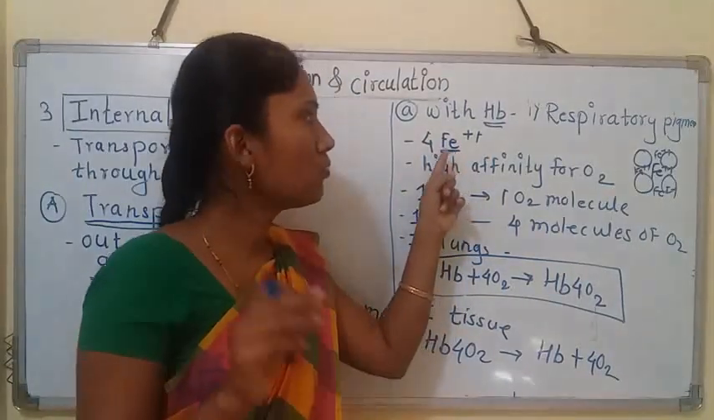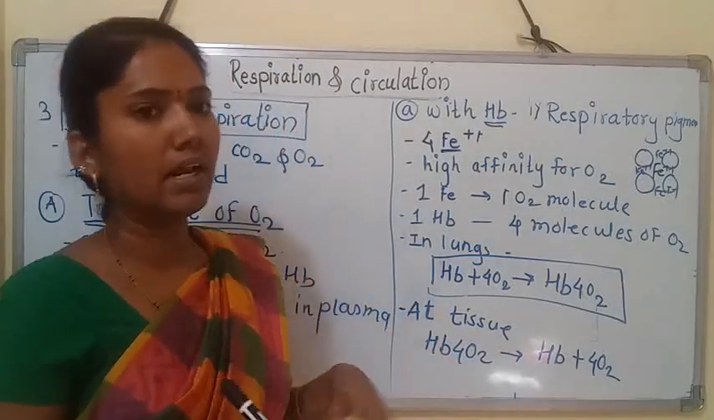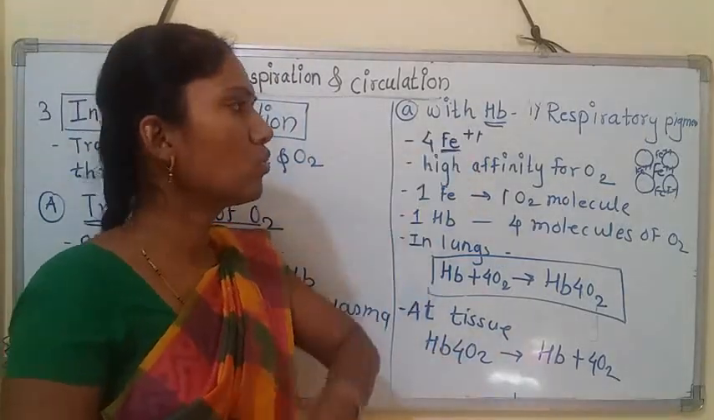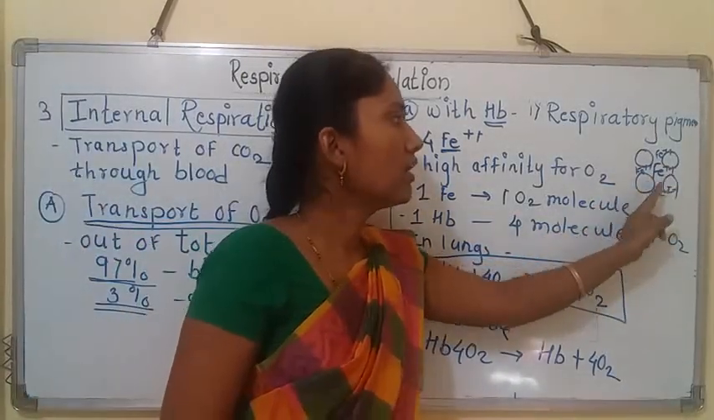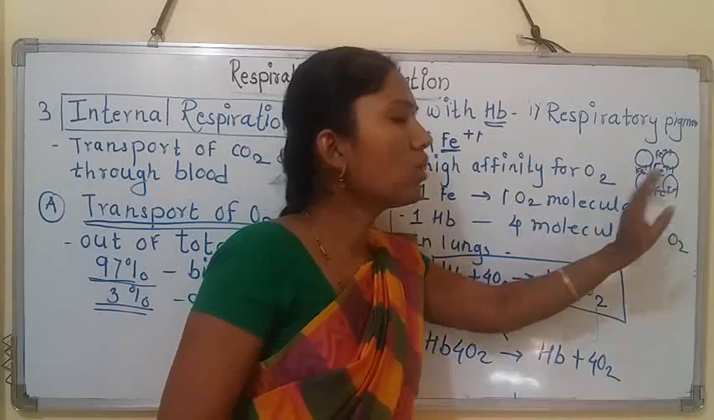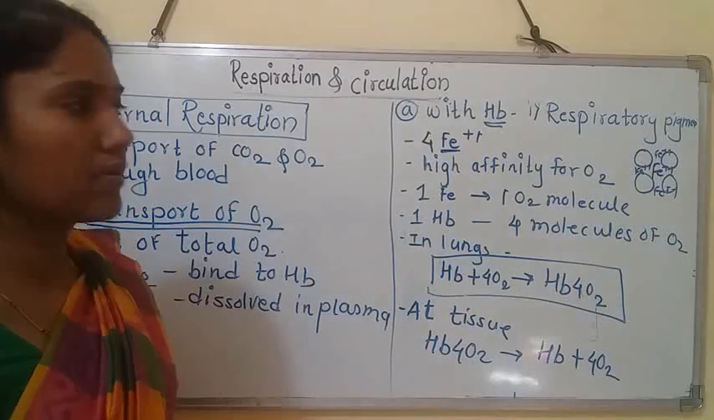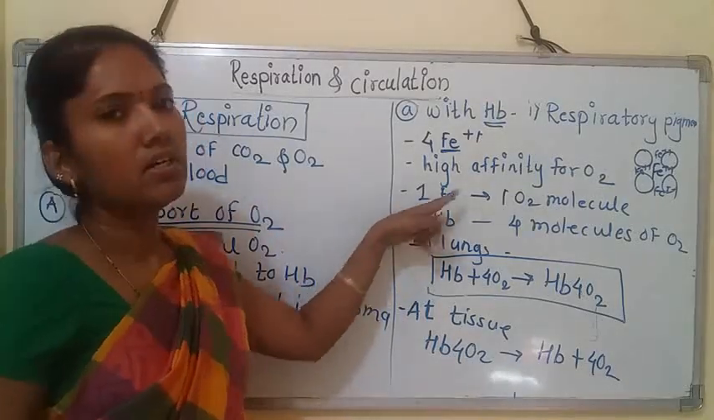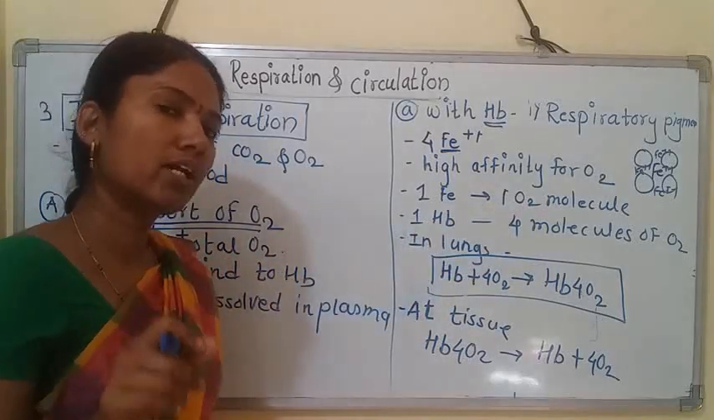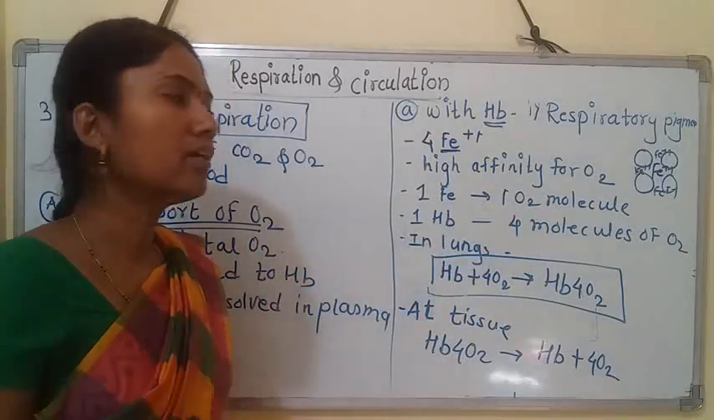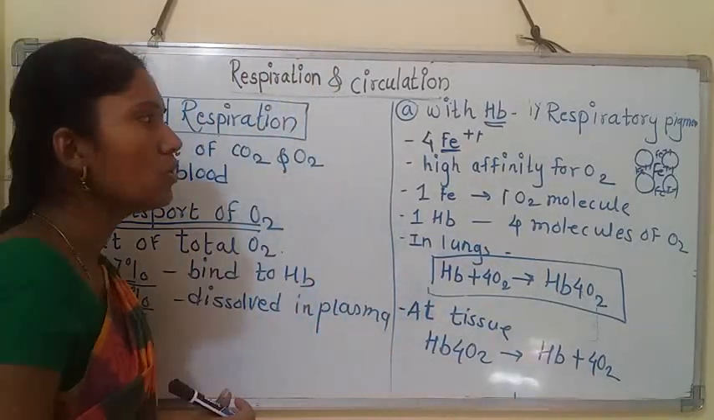Next, the hemoglobin molecule. That hemoglobin is present in the RBCs. RBC is a blood cell, and within that RBC this hemoglobin is present. The hemoglobin molecule is a protein molecule, and in that proteinaceous molecule iron molecules are present. In one hemoglobin 4 Fe++ are present, and one Fe++ can bind to one oxygen molecule. So in this way you can calculate that one hemoglobin at a time can carry 4 molecules of oxygen from one place to another place.